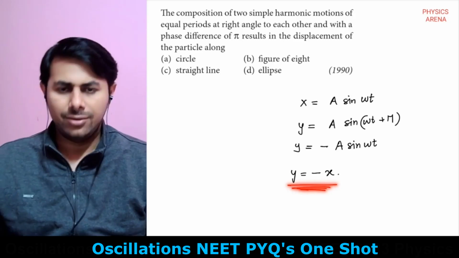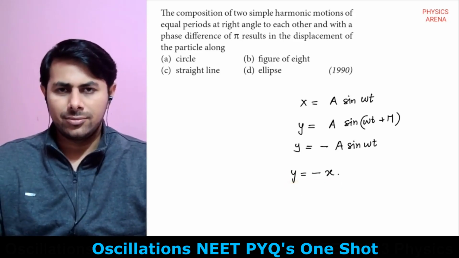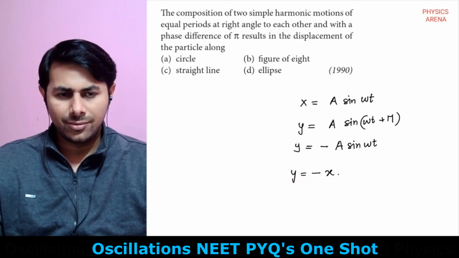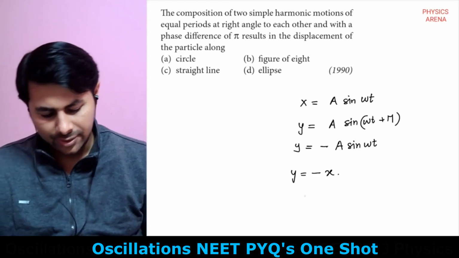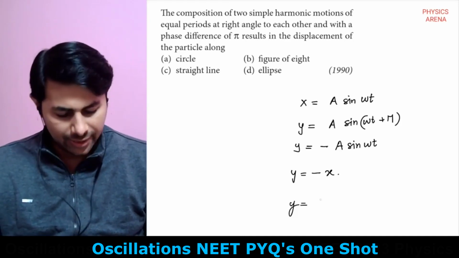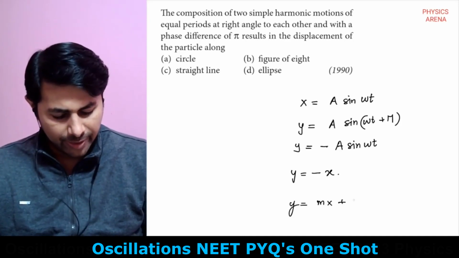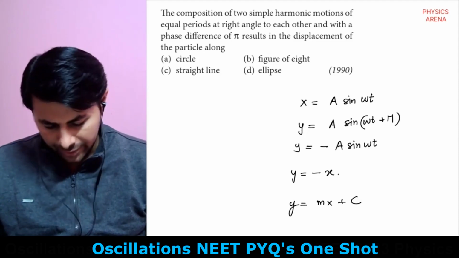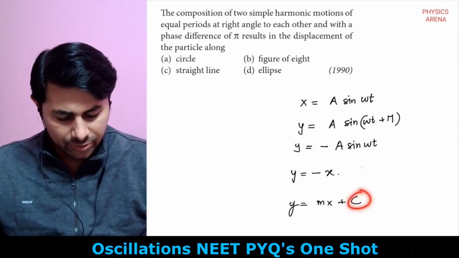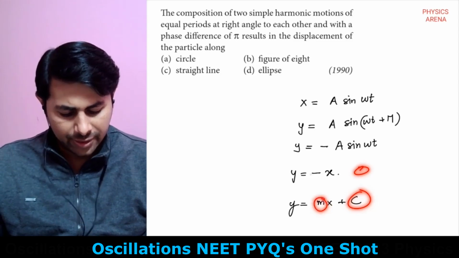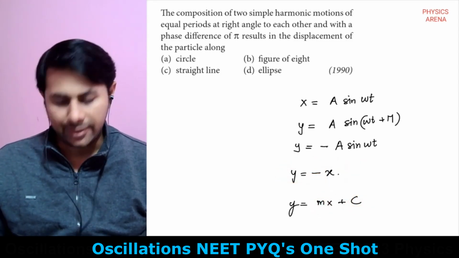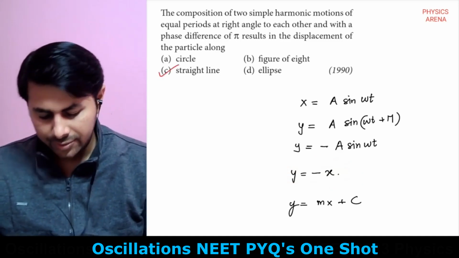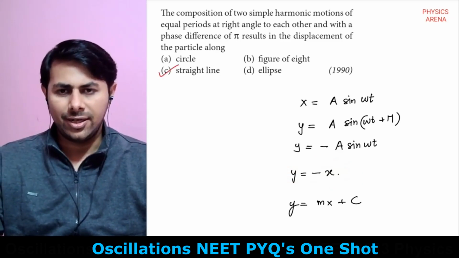And what is this thing? It's a straight line, right? Equation of a straight line is y equals mx plus c. So consider c equals 0 and m is -1. So this is the equation of a straight line. So what's the answer? Option C, straight line.